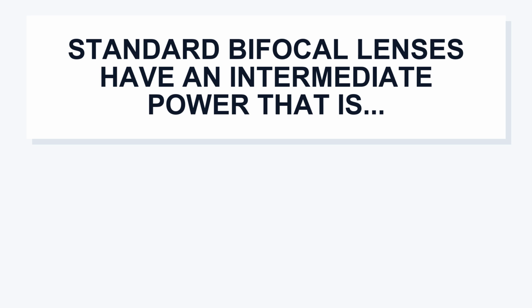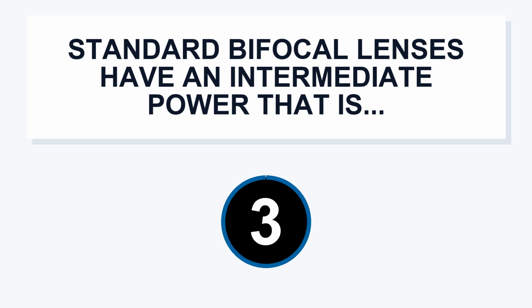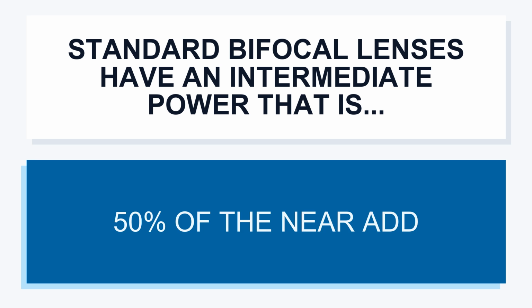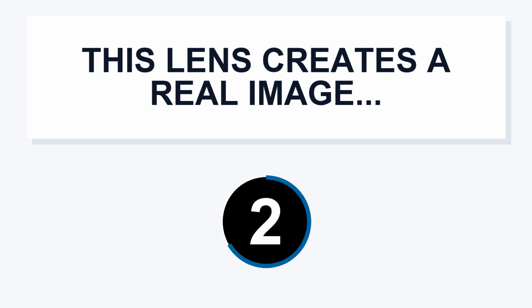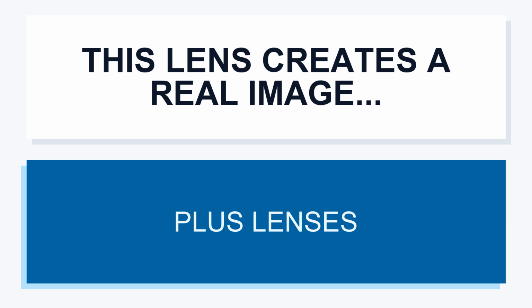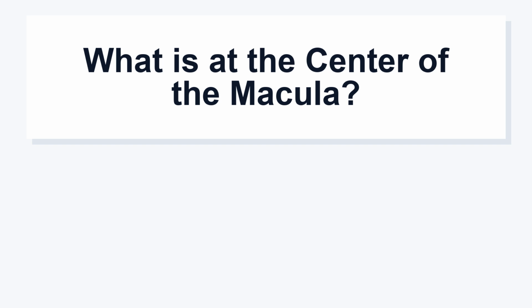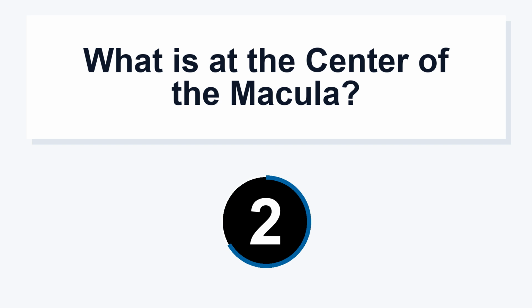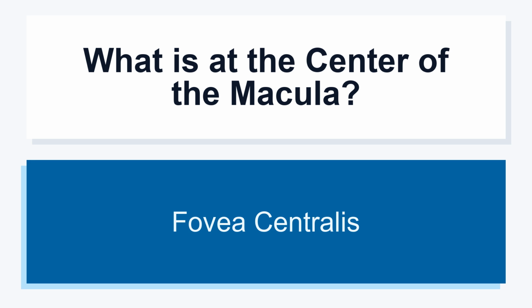Standard bifocal lenses have an intermediate power that is 50% of the near add. This lens creates a real image: plus lenses. What is at the center of the macula? Fovea centralis.